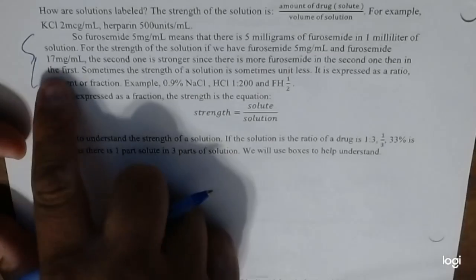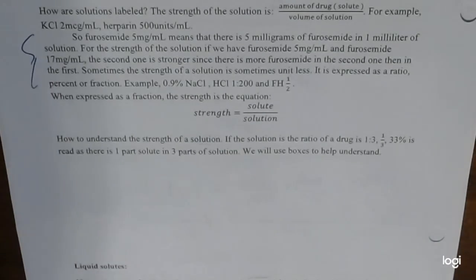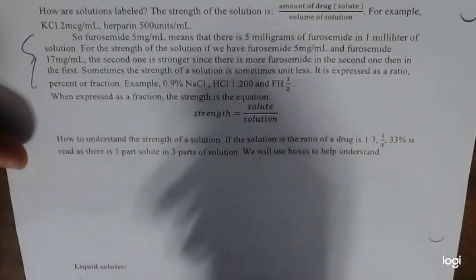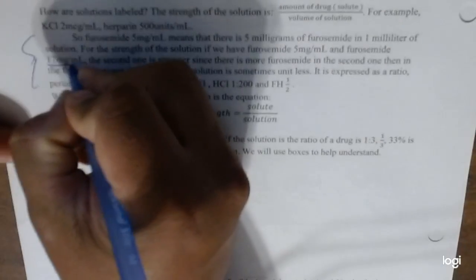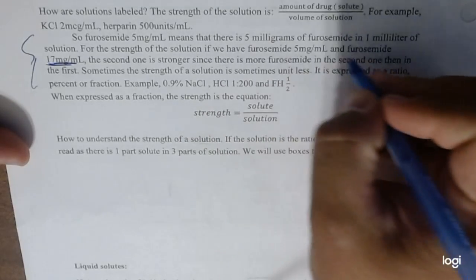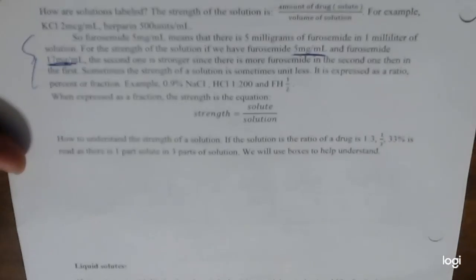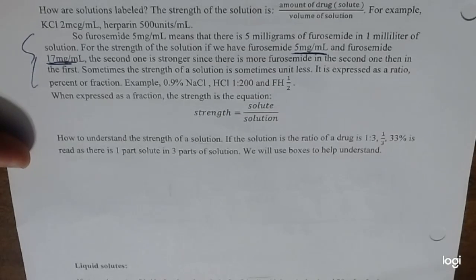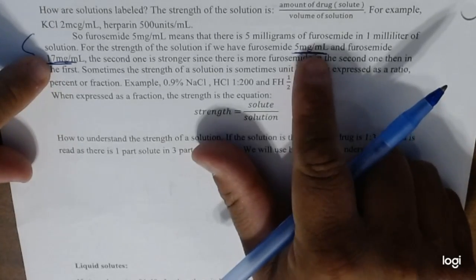Here's another example. If we have 17 milligrams per milliliter, the second one is stronger because it has more drug in it. When we talk about this portion, we're also going to talk about which is actually stronger and how we know that based on the information. A lot of times it's not going to give you that straight out. In this case, you can see this is stronger because it has more drug in it than this one.